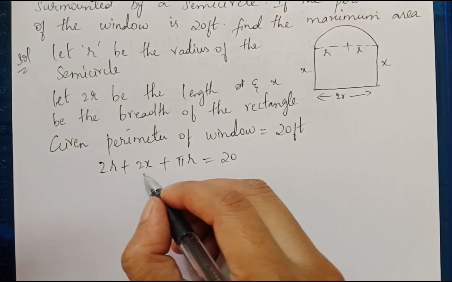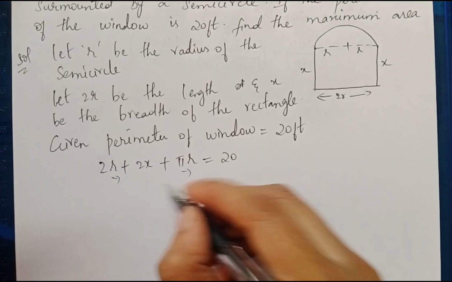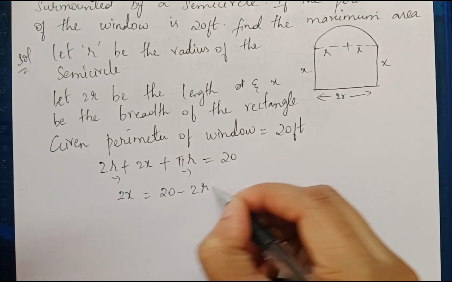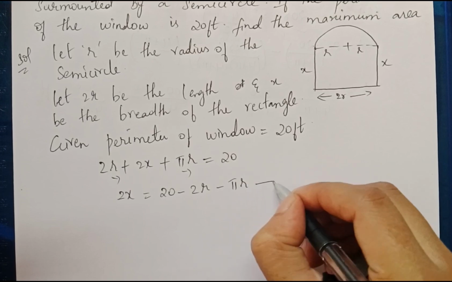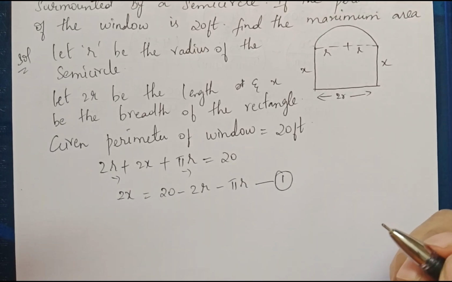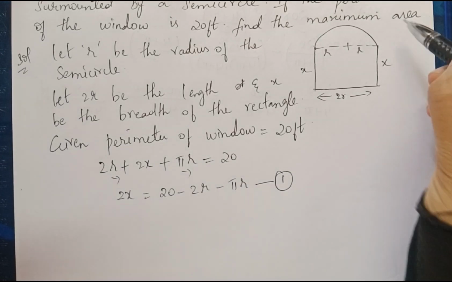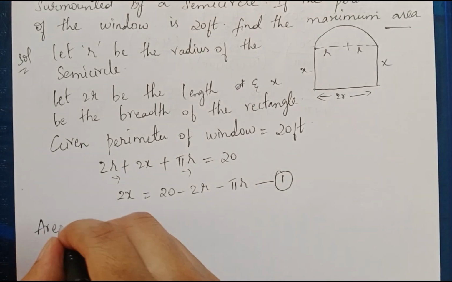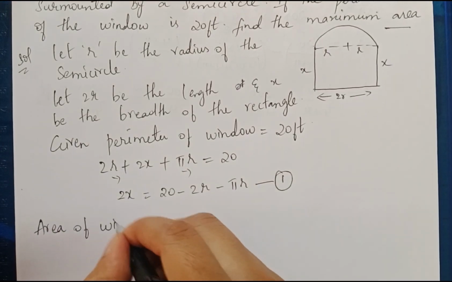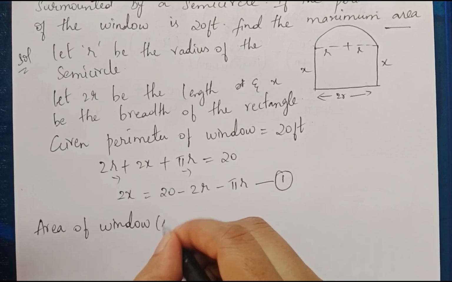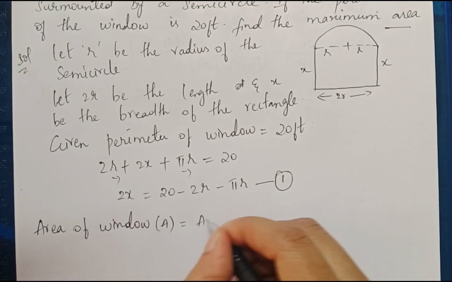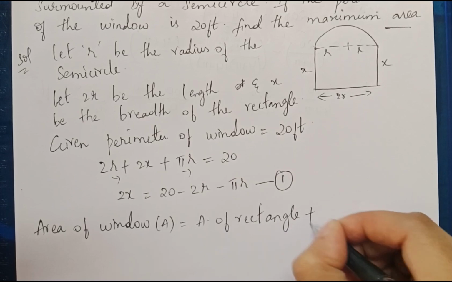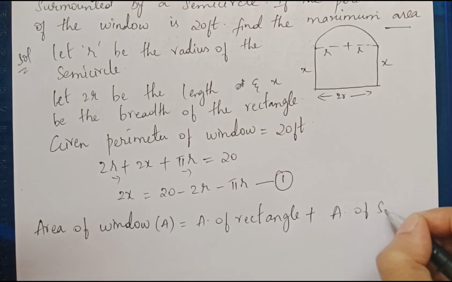Now we'll get the value of 2x from here, so we'll transpose these two terms there. So it is 2x is equal to 20 minus 2r minus pi r. This is taken as equation 1. Now in the question it is asked to find the maximum area. So area of window A is equal to area of rectangle plus area of semicircle.